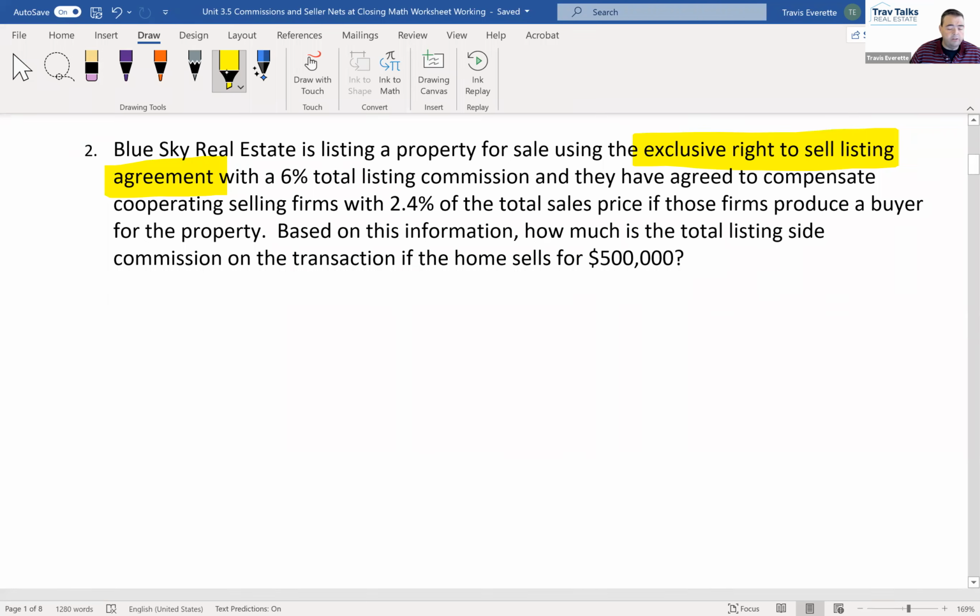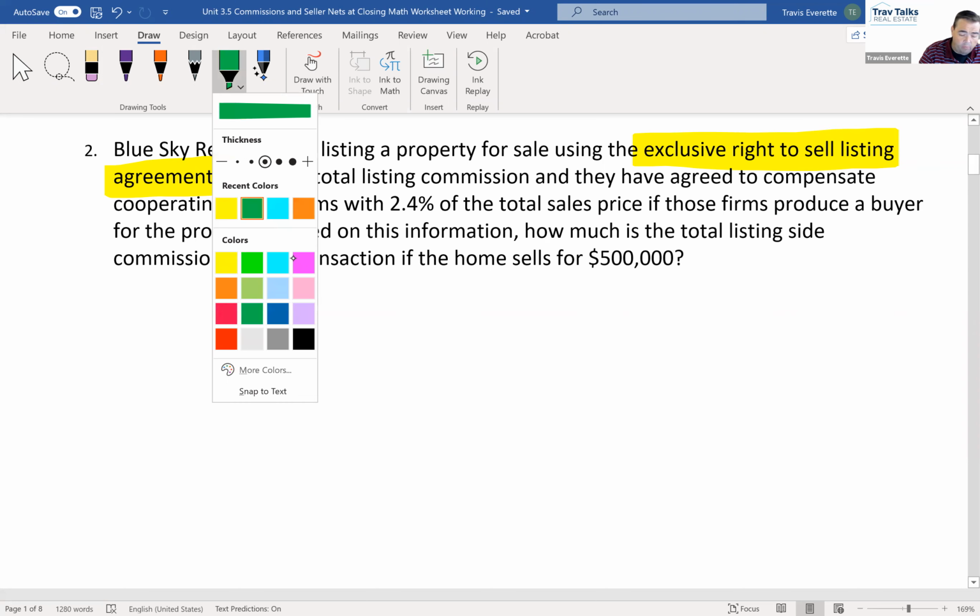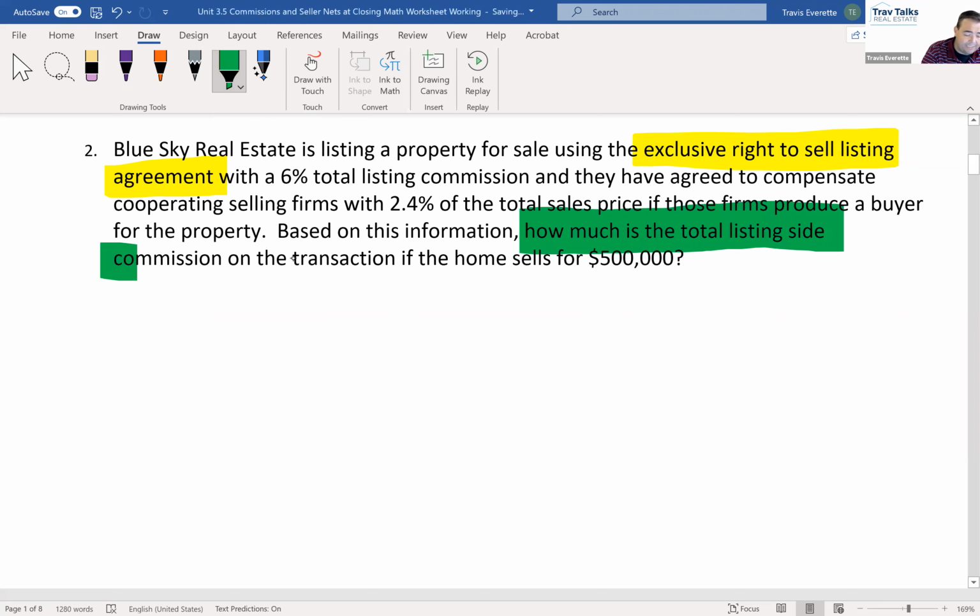So they have agreed to compensate cooperating selling firms with 2.4% of the total sales price if those firms produce a buyer for the property. Based on this information, how much? There we go. There's a question. How much is the total listing side commission? So how much is the total listing side commission?